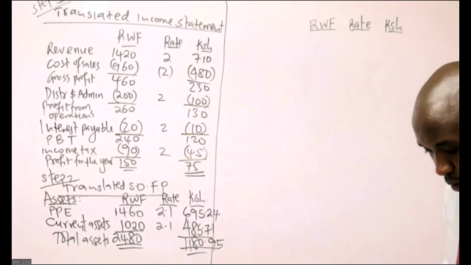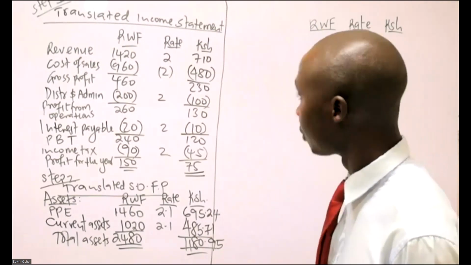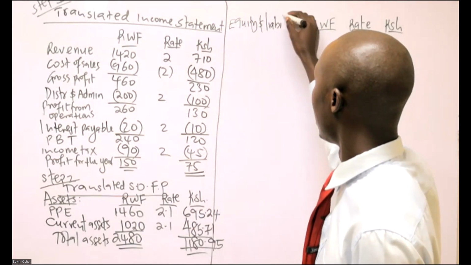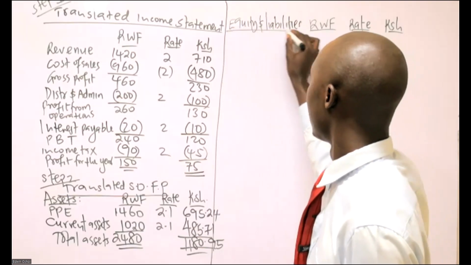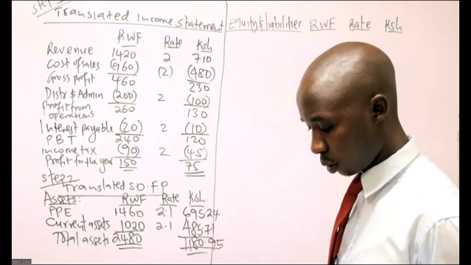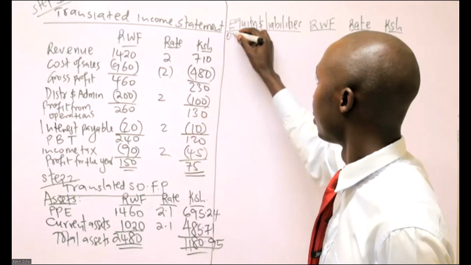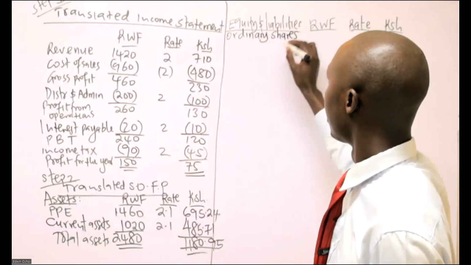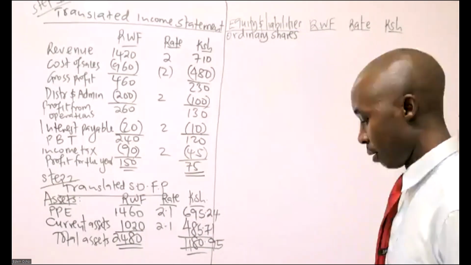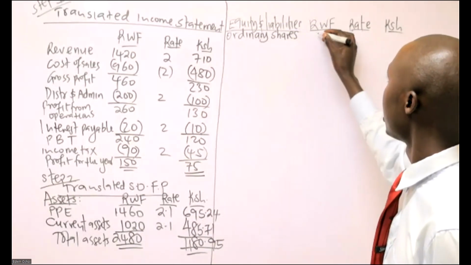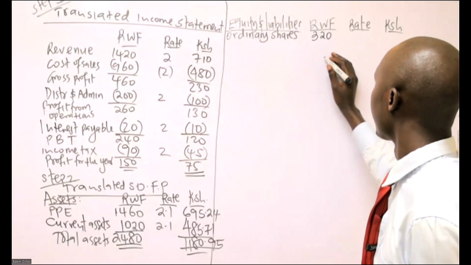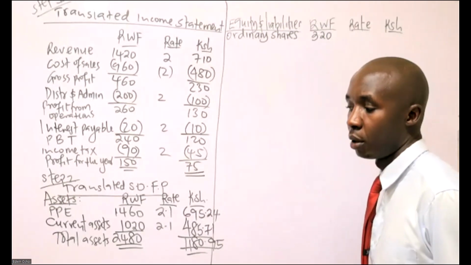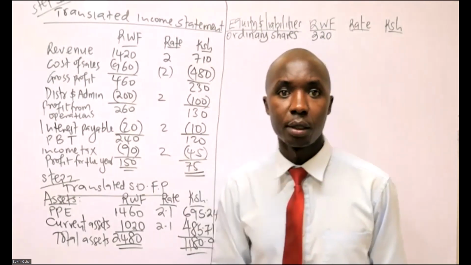Then we continue with the others. Right now we have equity and liabilities. So for the equity and liabilities, we talk about ordinary. So we have the ordinary shares of the 320. So this one we use historical. Equities use historical. Who can tell us the historical rate?